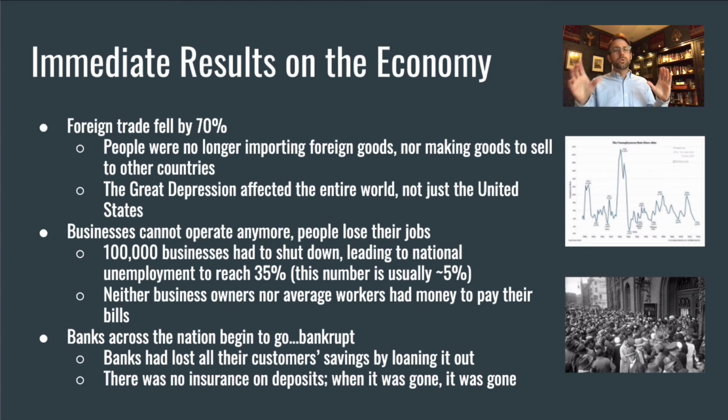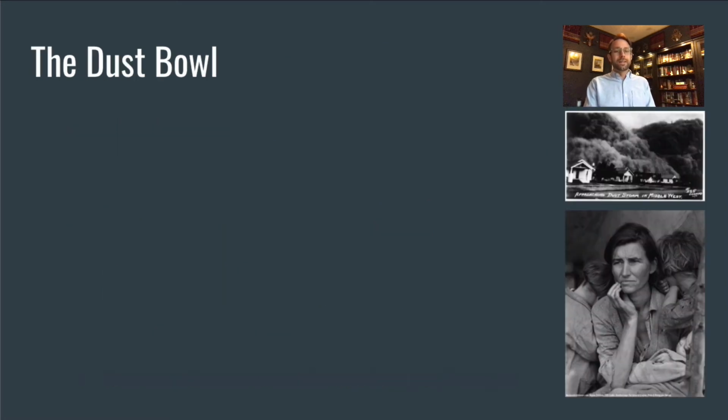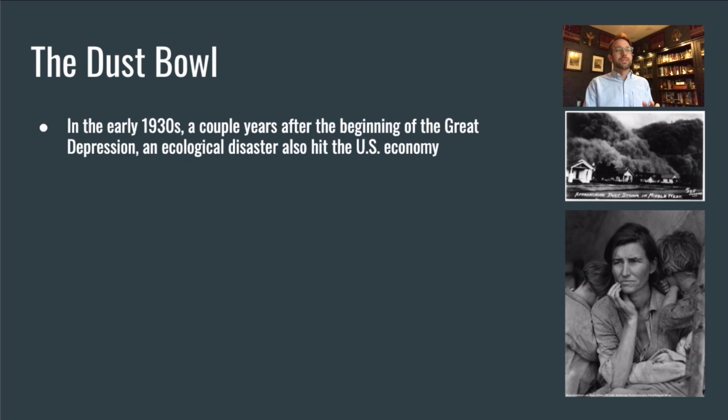All right, so you can see all these causes are really horrible for our economy. The immediate results are bad enough. And then we had another disaster on top of that. This, however, was essentially an ecological disaster. So we're talking about what happened after a long time of mismanaging the land where we were growing our crops. And that happened just a couple years into the Great Depression. And it is known as the Dust Bowl.